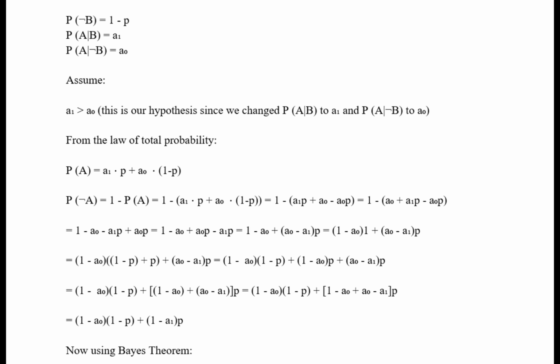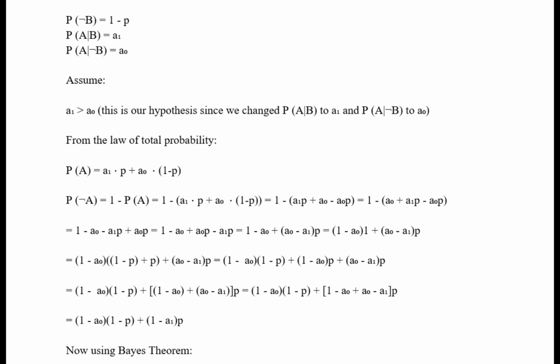So from the law of total probability, we know that the probability of A is going to equal A1 times P plus A0 times 1 minus P. And the probability of not A is going to equal 1 minus PA. And PA is going to be equal to A1 times P plus A0 times 1 minus P. So it'll equal 1 minus, A1 times P plus A0 times 1 minus P.